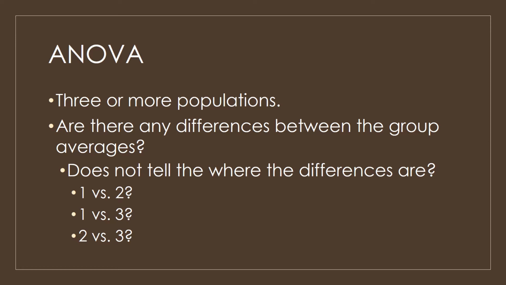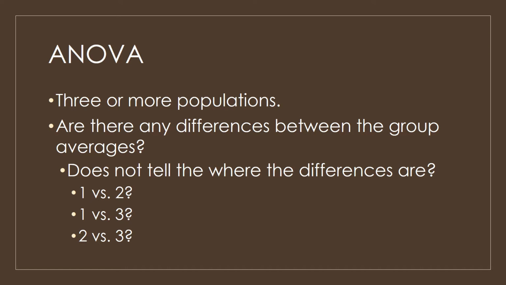So ANOVA is used when we have 3 or more populations. We have 3 or more groups. So when we did a t-test, we either had one sample and we're comparing it to a population, or we had 2 samples and we're comparing them together. But now we have 3 or more populations or samples, and we want to compare the averages of those groups. So ANOVA answers this question: are there any differences between the group averages?